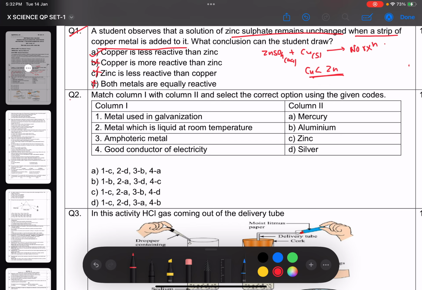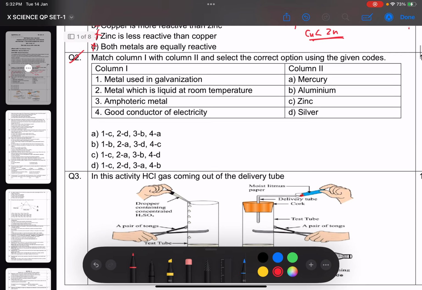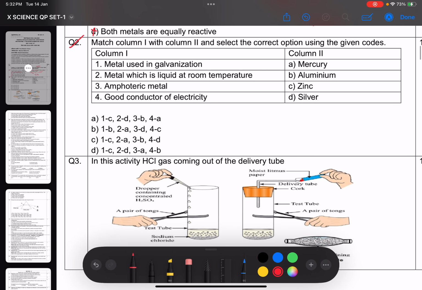So again we are moving to question number 2, which says we have to match column 1 and column 2. Okay, so first of all we will write the options here: 1, 2, 3 and 4. So read out the question. Metal used in galvanization: we know, to protect iron from corrosion we use zinc, which is in option C. Second, metal which is liquid at room temperature: we all know that mercury is a metal which remains in a liquid state at room temperature.